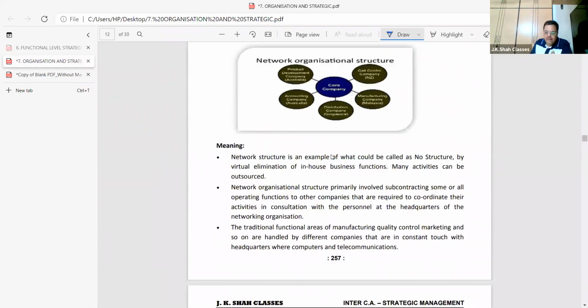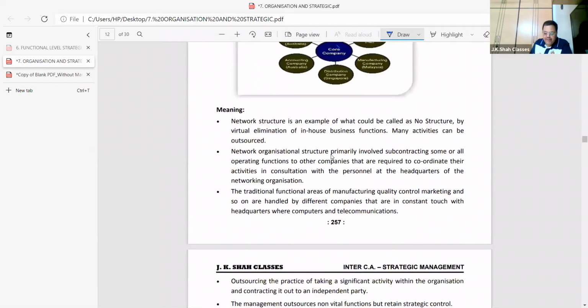See, here it's written. This you can read afterwards. I will read this part. Network structure is an example of what could be called no structure. So please remember, actually there is no structure. Before I read this, can anyone tell what is the drawback of networking? Can there be some drawback?